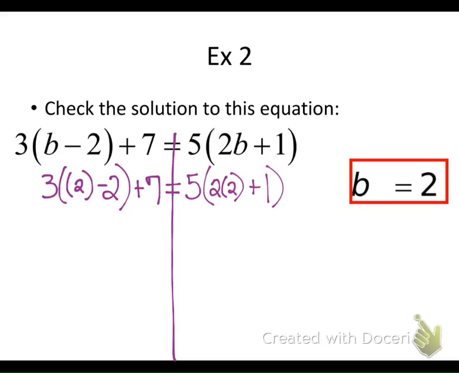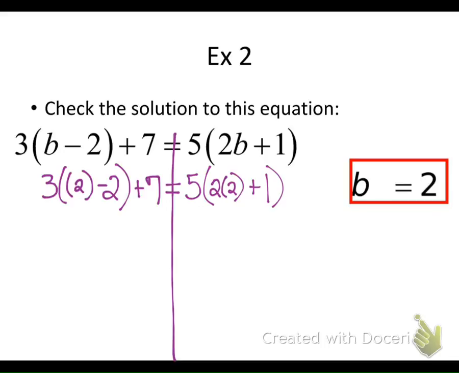So step 2 now, I'm ready to simplify each side of the equation using PEMDAS. Now this is where I'm going to solve this entire side first, then come back and solve this side, instead of doing them both at the same time. So I'm going to look at my left side. I need to use order of operations. Do I have parentheses? Yes. So within the parentheses, it reads what? 2 minus 2.